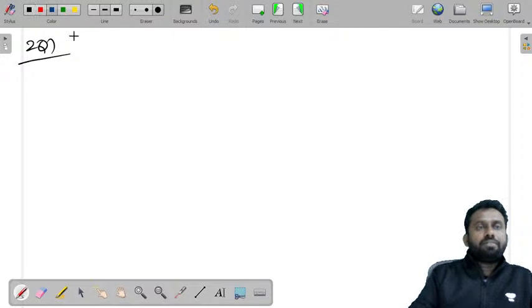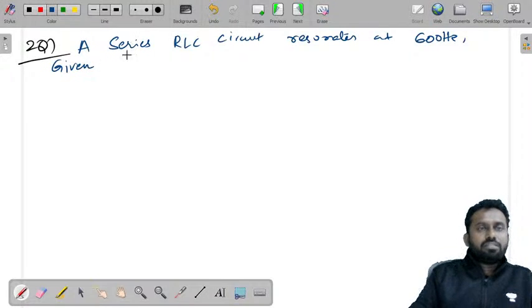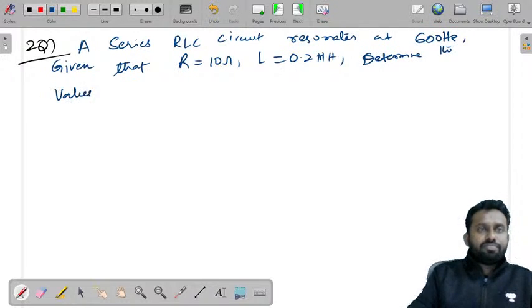Second question. Question says a series RLC circuit resonates at, although we have done the same problems, once again I am trying to give the same information in this revision session. Given that R is equal to 10 ohms, L is equal to 0.2 millihenry, determine the value of C.